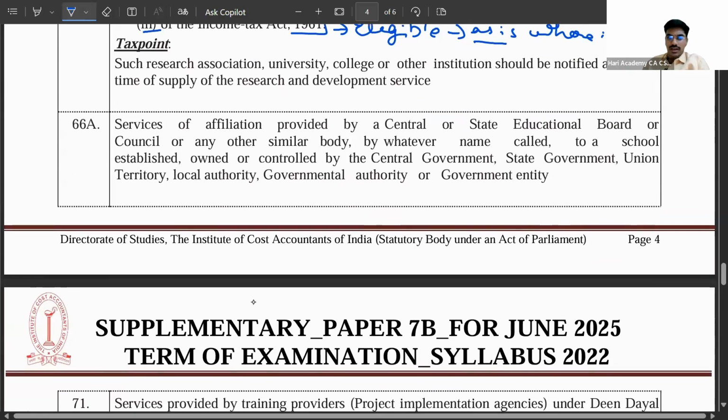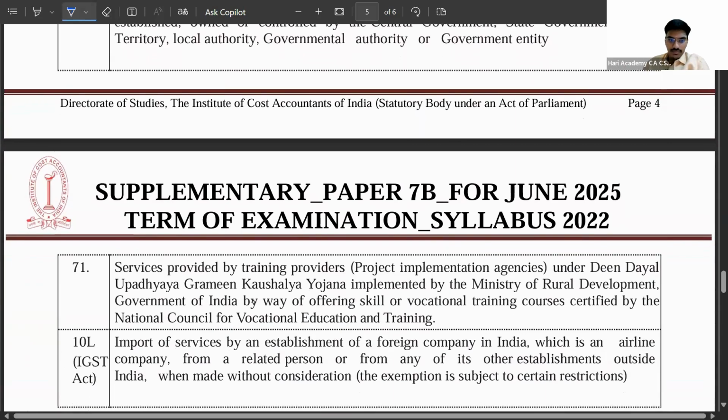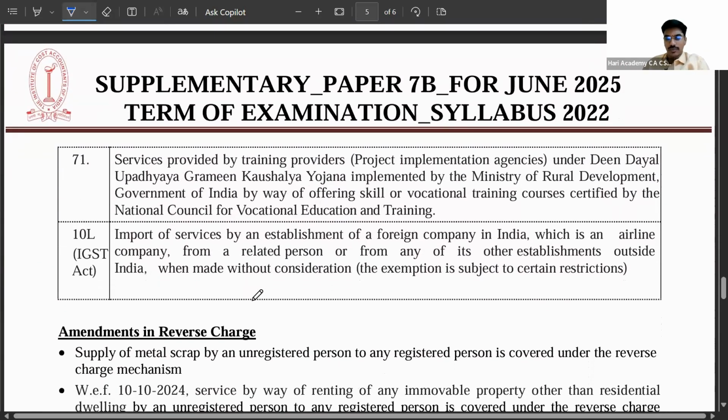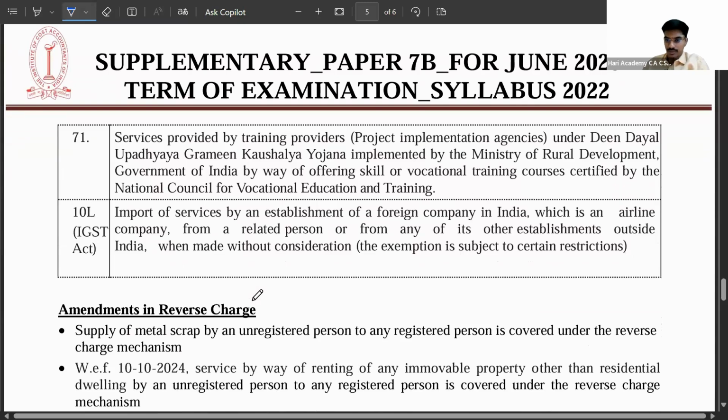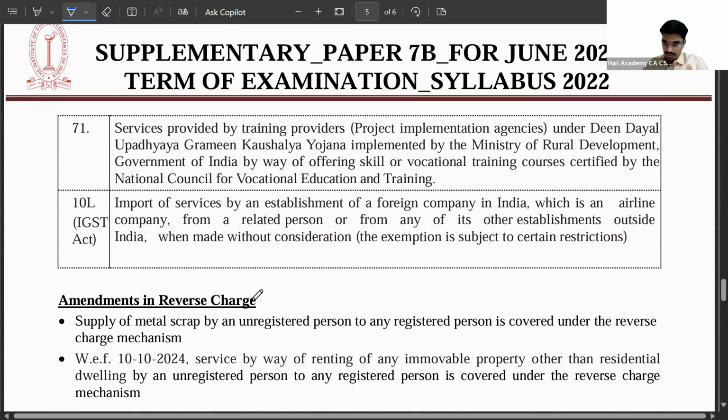Right, next is service affiliation services, which is provided, has now been exempted under entry 66A, and all these yojanas are now being exempt. So import of service by an establishment of a foreign company in India, which is an airline company, from a related person from outside India, when made without consideration, is exempt, subject to other conditions.